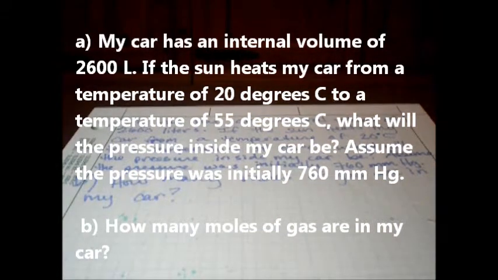Okay, this is another two-part problem. It reads, my car has an internal volume of 2,600 liters. If the sun heats my car from a temperature of 20 degrees Celsius to a temperature of 55 degrees Celsius, what will the pressure inside my car be? Assume the pressure was initially 760 millimeters of mercury. 760 millimeters of mercury, that is 1 atmosphere, so this is a standard pressure. That's why we can assume that this is what it was.